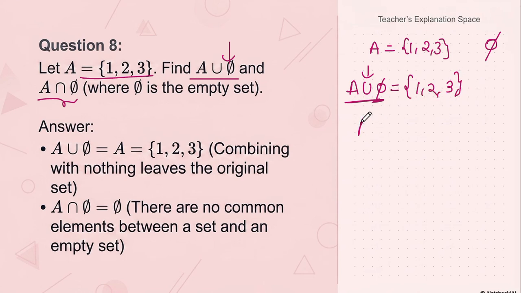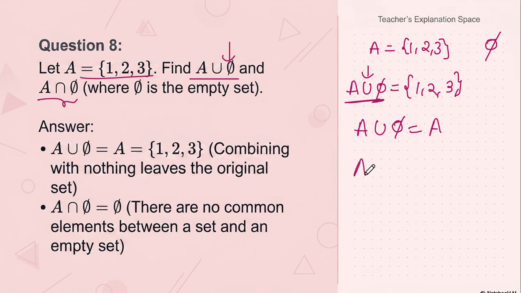So whenever we are doing any set union with the empty set, we'll get the same set A. Suppose B union empty set, we'll again get the set B. So any set union with the empty set will be the same set, whatever is given.